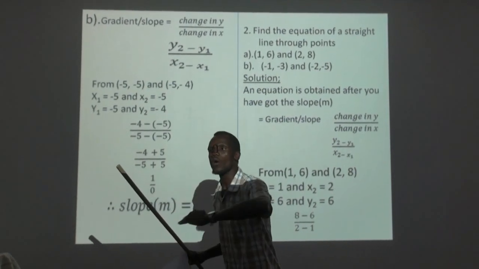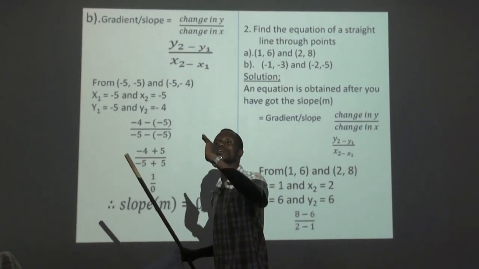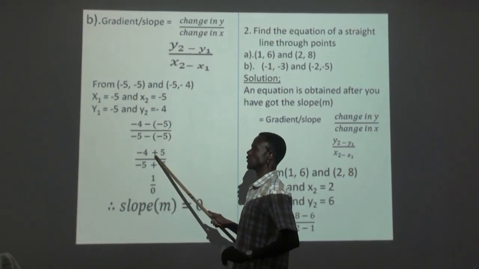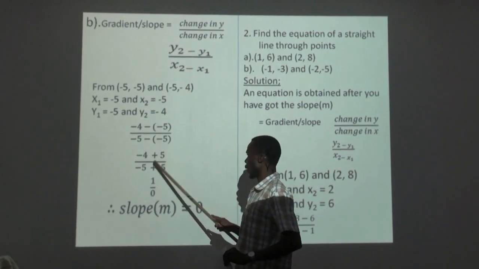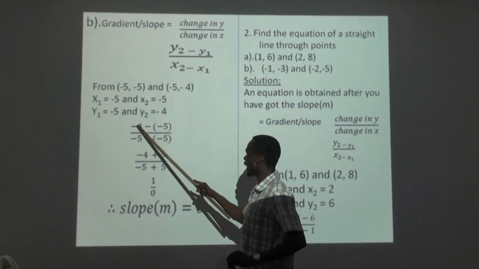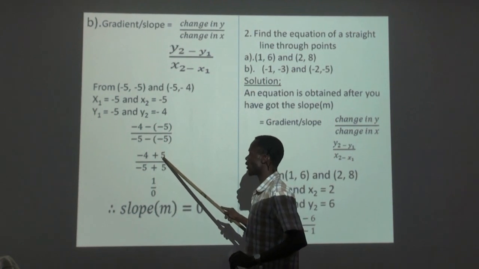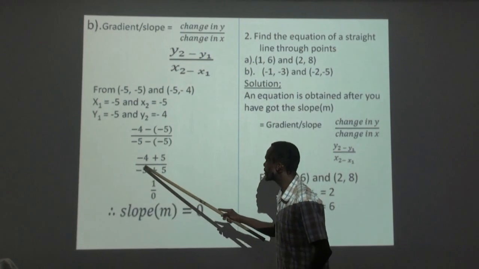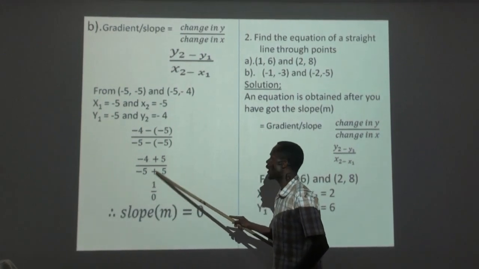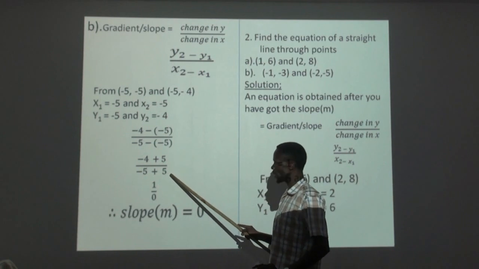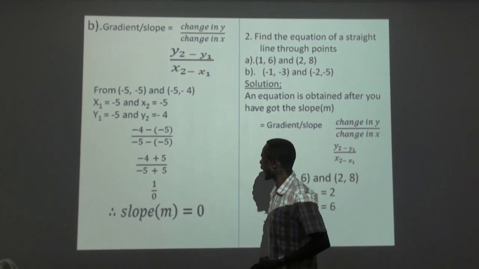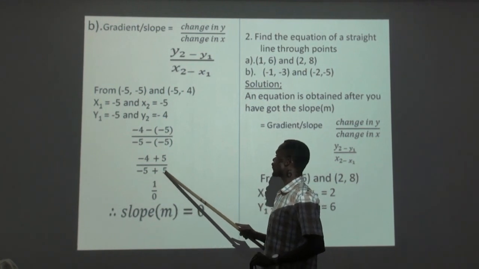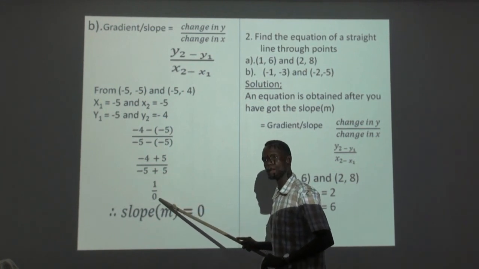In order to remove one of them, you have to multiply those signs. Now here we have negative times negative, positive. Negative times negative, positive. And that's why we have negative 4, positive 5, and negative 5, positive 5. In other words, this is negative 4 plus 5, and this is negative 5 plus 5. Now according to mathematics, negative 4 plus 5 is 1, and negative 5 plus 5 is what? It is 0.